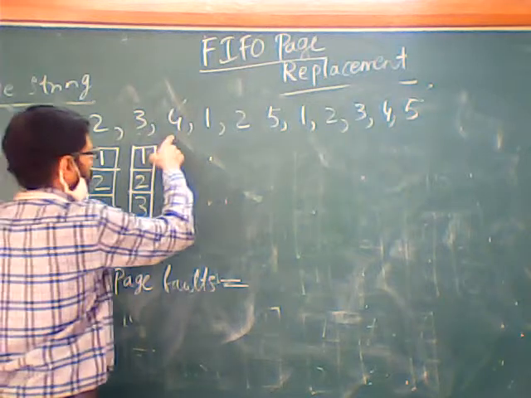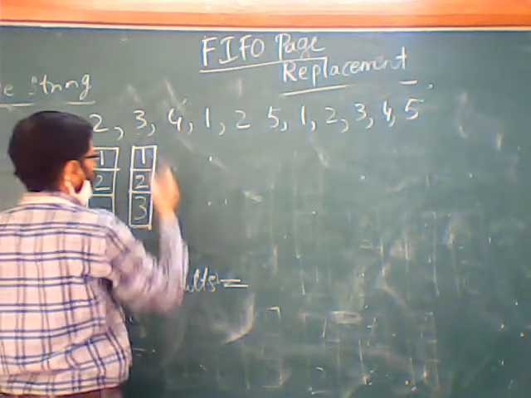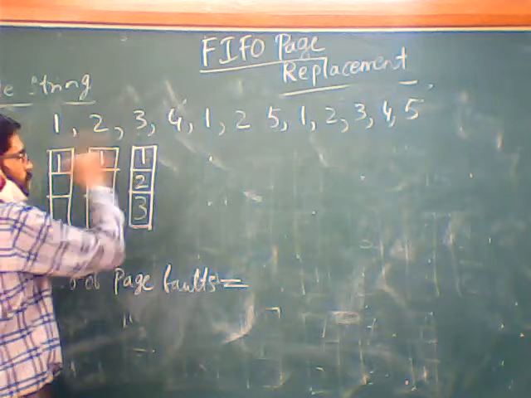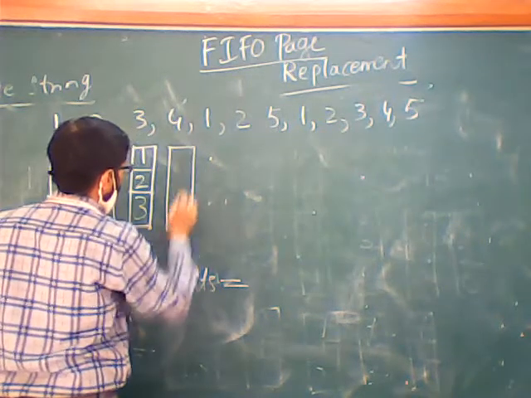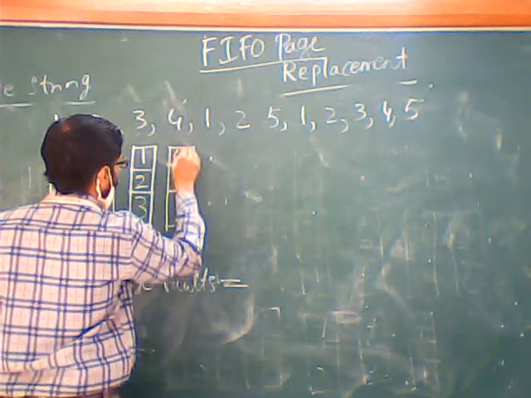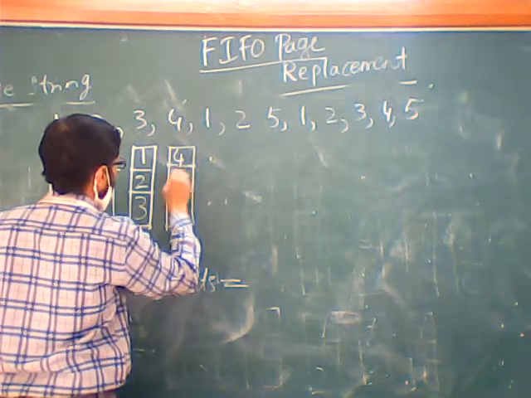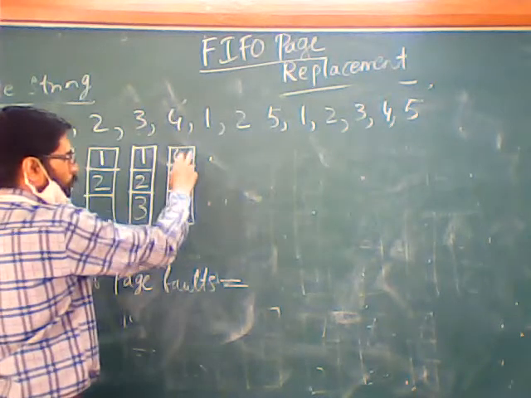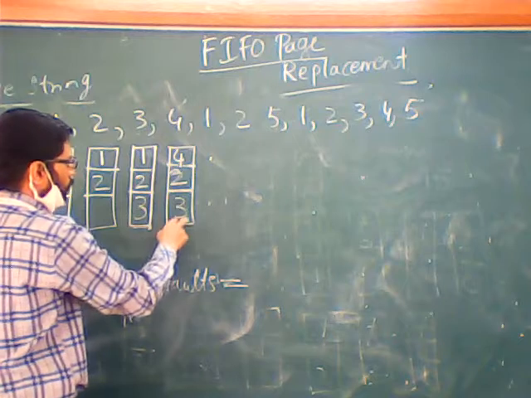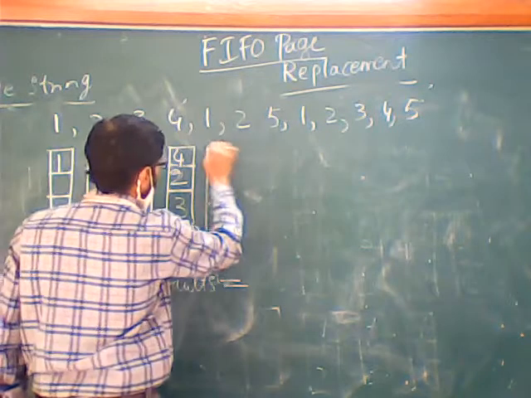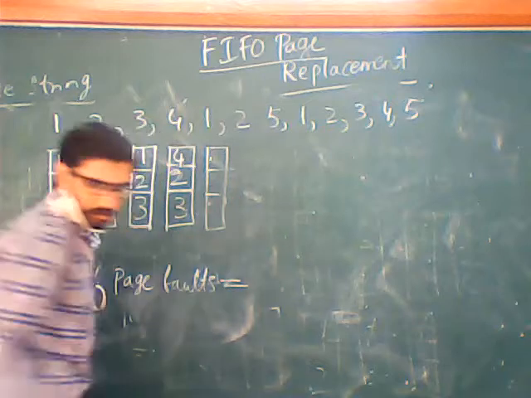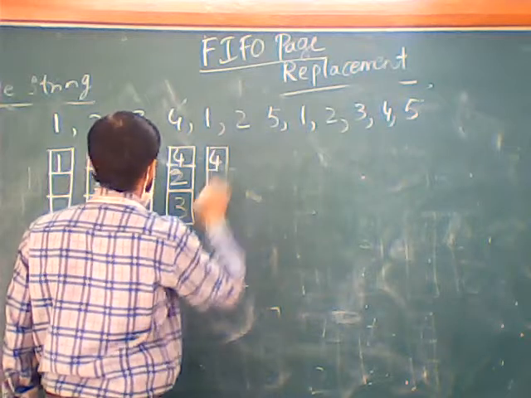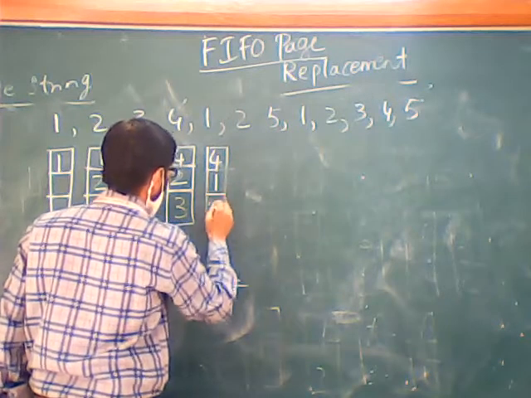Now go for the next string, that is 4. Is 4 available? No. So you need to replace using first in, first out. Out of 1, 2, 3, which is at first? 1 is at first. So we'll keep 4 and replace 1, and it will be 4, 2, 3. Next we want to refer to 1. Is 1 there? No, so again there is a page fault. Out of 4, 2, 3, which is at first? 2. So we'll replace 2 with 1, and then we keep 3.